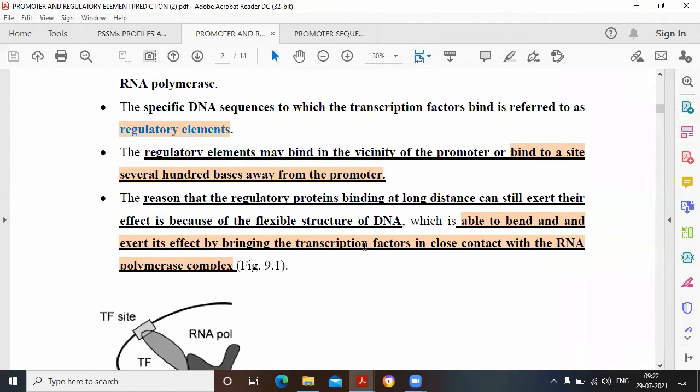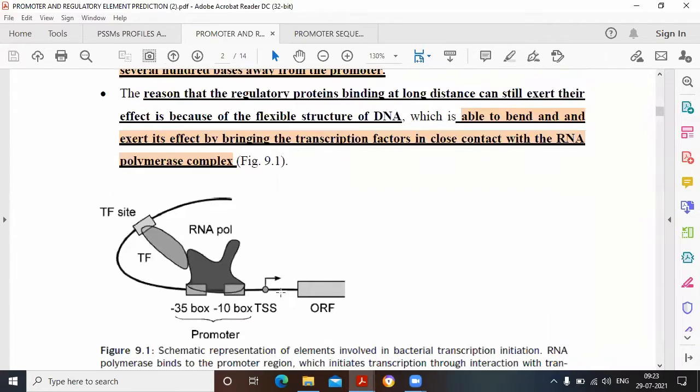The regulatory proteins bind away from the promoter site, and we know that DNA can go through different types of folding. When the DNA is melting and folding, the regulatory element, all kinds of transcriptional factors and RNA polymerase come closer and make contact with each other. Therefore the functional transcription complex becomes ready, and the RNA polymerase moves towards the starting site of transcription, and finally the gene is transcribed.